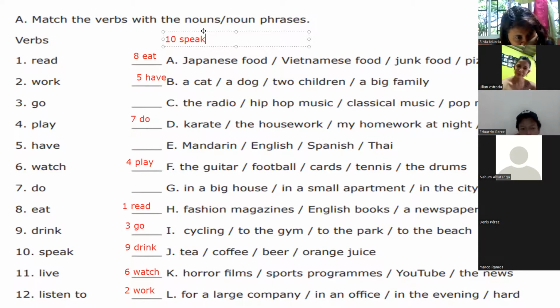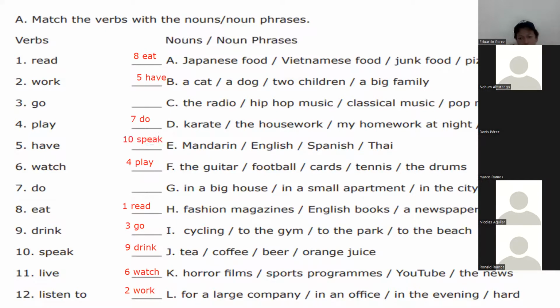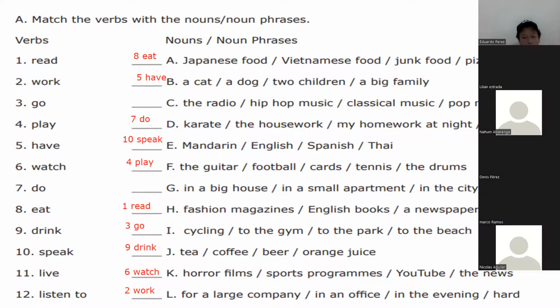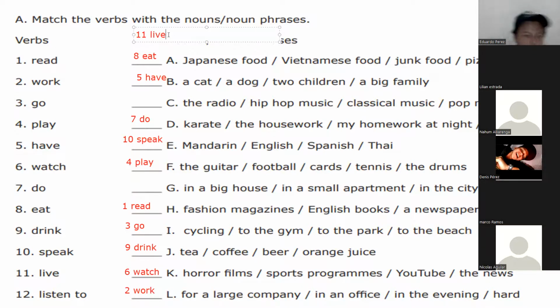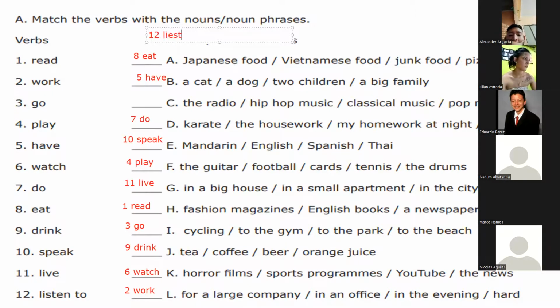Ronald, 10, speak. Ronald. E, sería speak Mandarin. Speak English, speak Spanish, and speak Thai. Yes, thank you. Dennis, leave. ¿Cómo? Leave, 11. El 11. La G. Read it, please. Live in a big house, in a small apartment, in the city center. Yes.